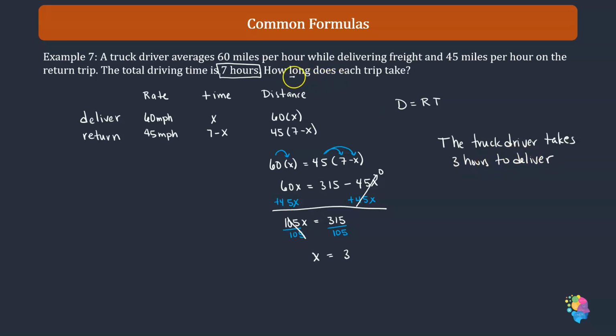But they want to know the time for each of the trips, so delivering and returning. So if this is to deliver, remember 7 minus x is to return. So 7 minus 3, because x is 3, will be 4. So that is for the return. So the truck driver takes 3 hours to deliver and 4 hours to return.